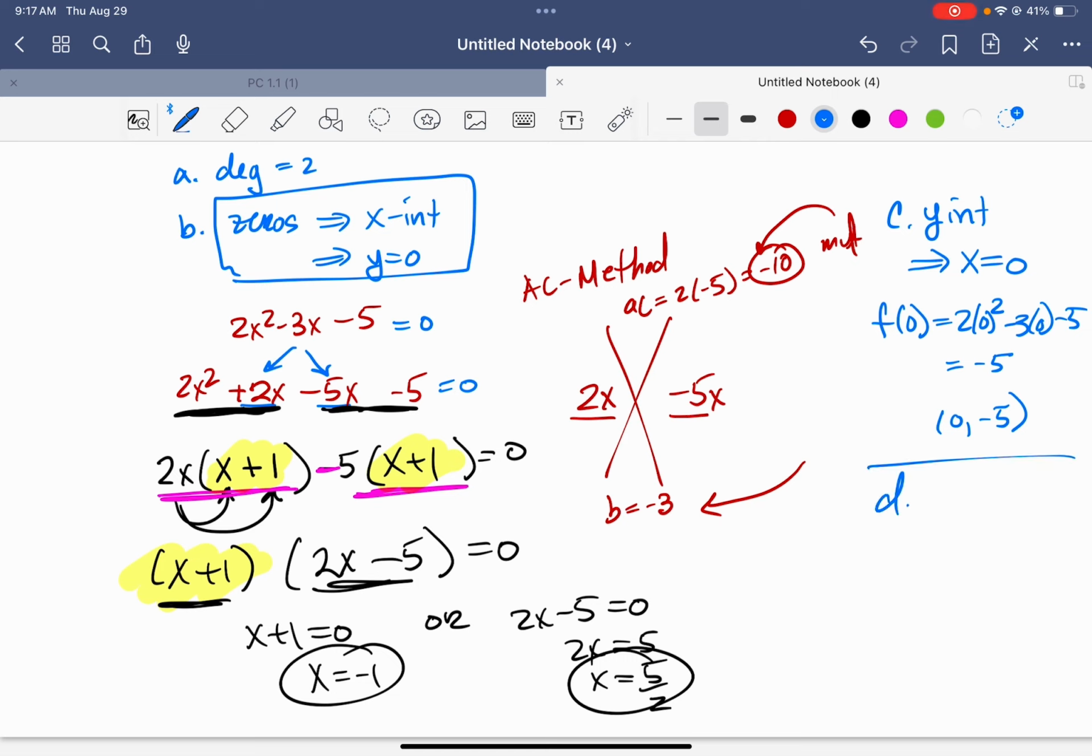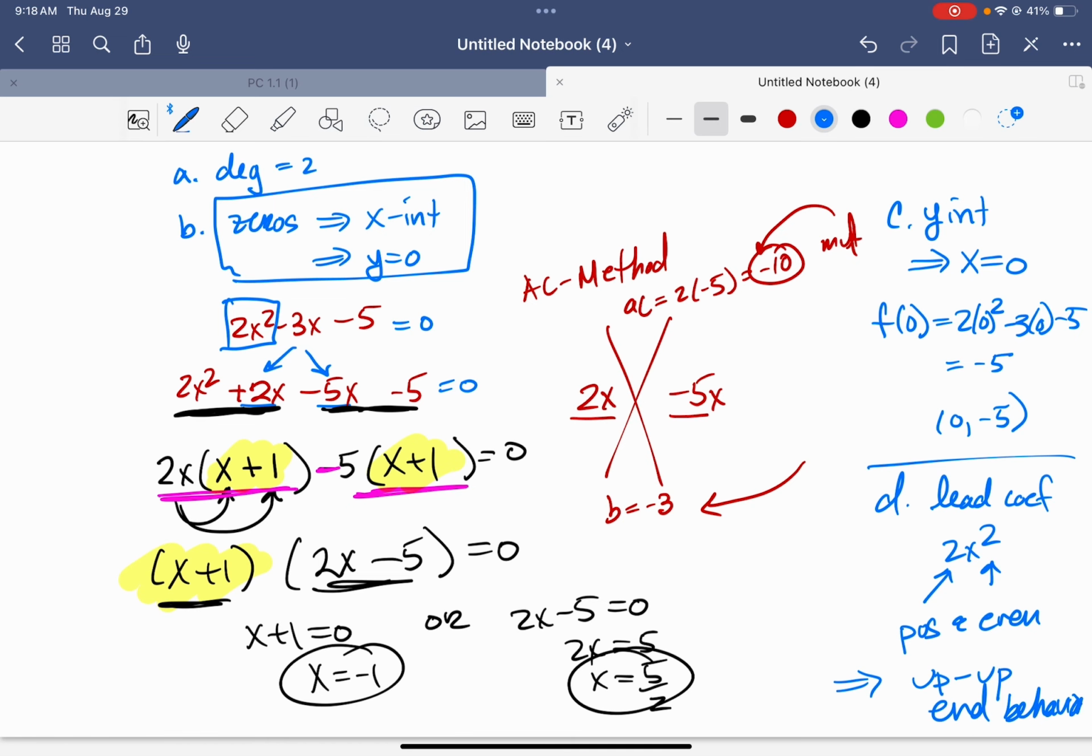Part D is in donut. Use the leading coefficient to determine its end behavior. Well, since we look at the leading coefficient, in this case the leading term is 2x squared. So since this leading term is positive, and the degree is even, that means that our end behavior is going to be up, up. So that's up, up, end behavior, right?